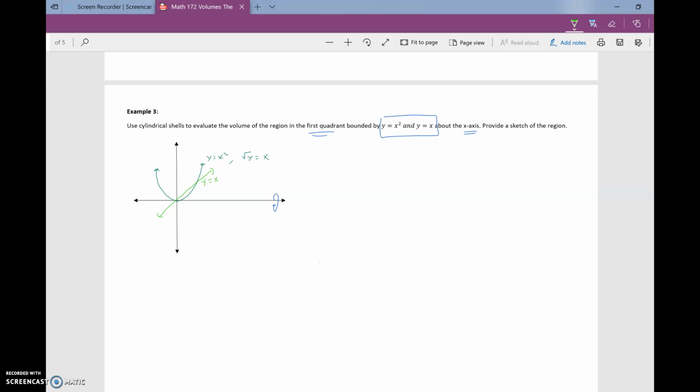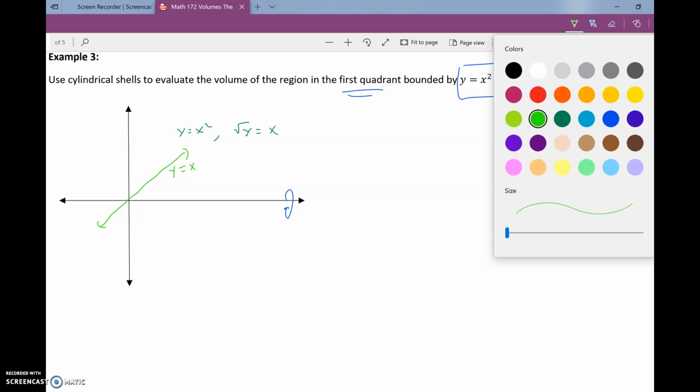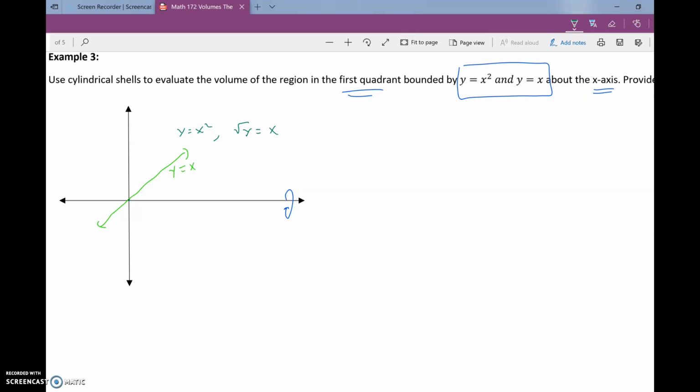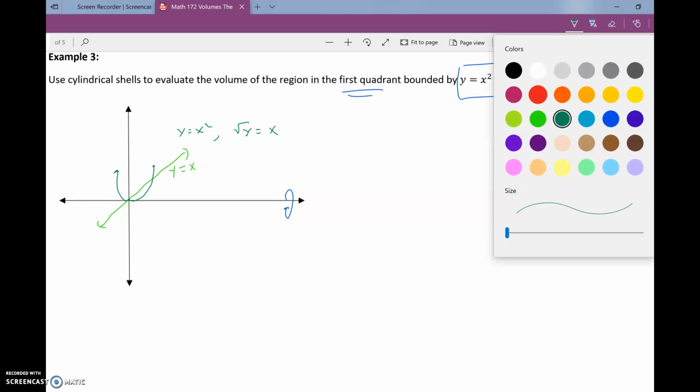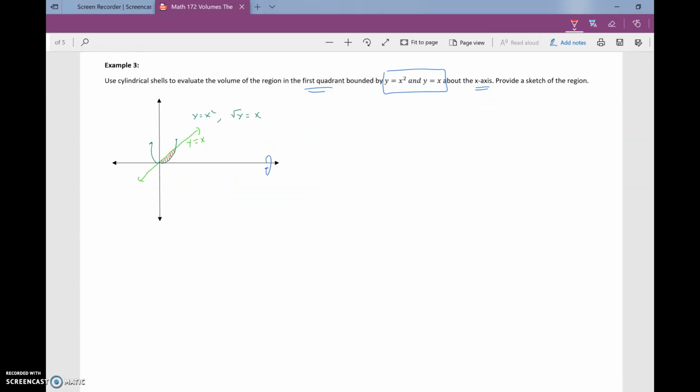And not to scale, but my actual x to the second doesn't cross exactly where it's supposed to be. So assume that, I think it looks a little bit worse. But that's our actual region. So this is technically the region, and obviously not to scale.